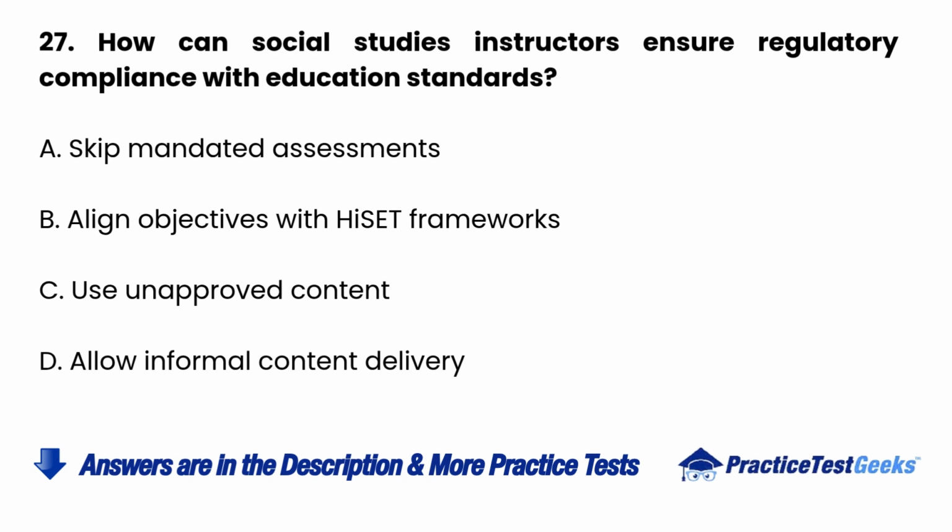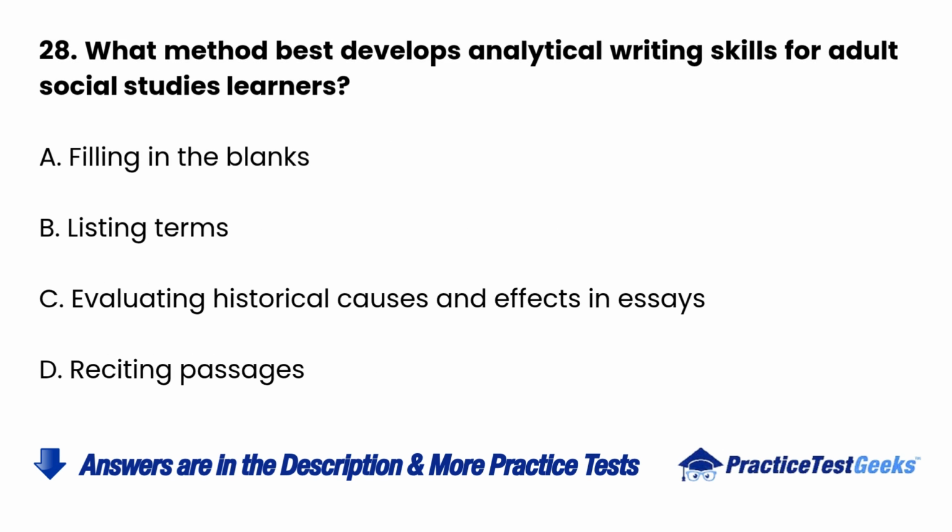27. How can social studies instructors ensure regulatory compliance with education standards? A. Skip mandated assessments. B. Align objectives with HiSET frameworks. C. Use unapproved content. D. Allow informal content delivery.